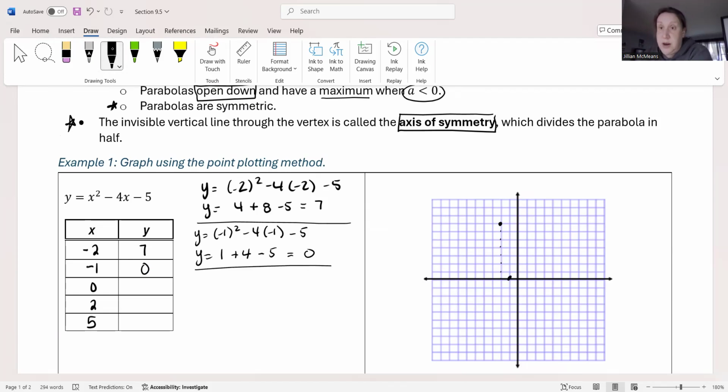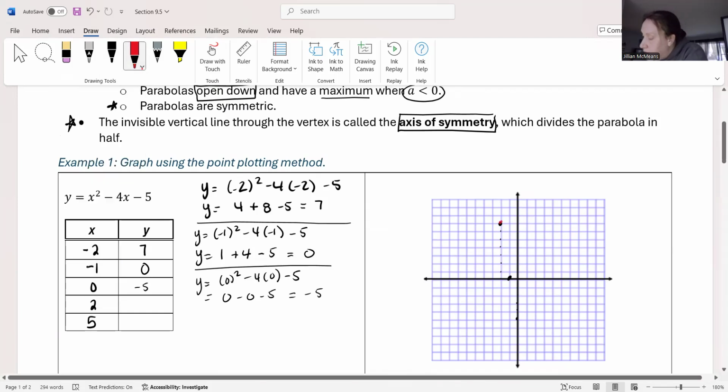Now next up, we want to figure out what y is when x is 0. So y equals 0 squared minus 4 times 0 minus 5. Well, 0 squared is 0. -4 times 0 is 0. And then drop down your minus 5. 0 minus 0 minus 5 is -5. So when x is 0, y is 1, 2, 3, 4, -5. So that's another point we know is on the graph. You can't really see it. Let me do them in red so you can see them a little easier here. So we have this point, and this point.